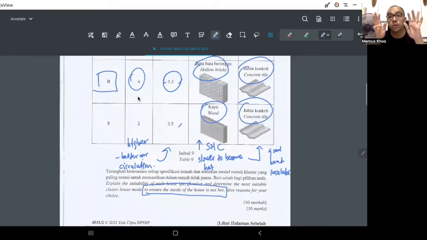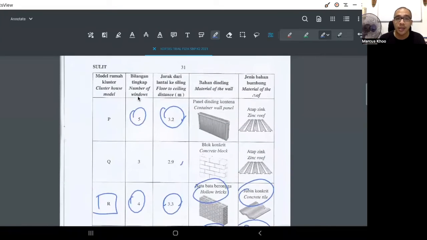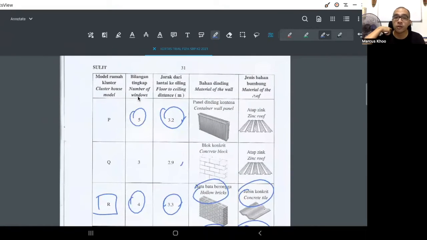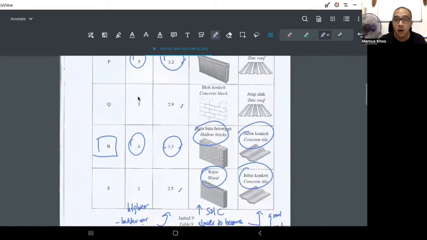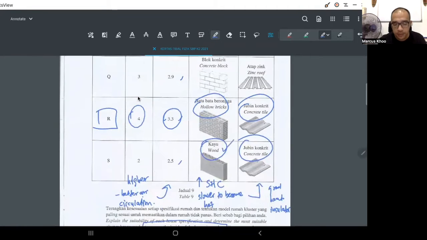Okay, make sure that you know how to write the 9th and the 10th mark. Okay, how many times am I going to repeat this again, because the 10th mark always is an issue with me one. Okay, the 10th mark, make sure you say that the number of windows is high. The floor to the ceiling distance is high. Okay, bigger floor to ceiling distance. The material of the wall is hollow bricks, and then the material of the roof is concrete tile. Okay, although wood is actually one of the choices, right? But in your answer, since you already know you're going to choose R, no need to write wood lah.